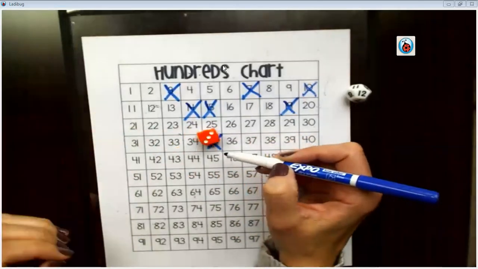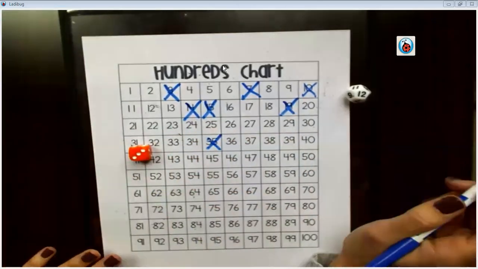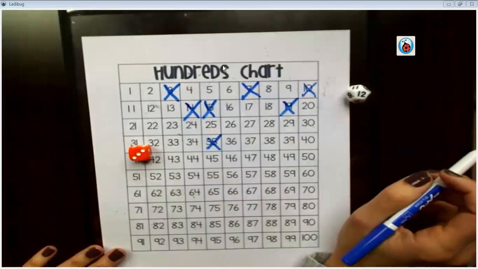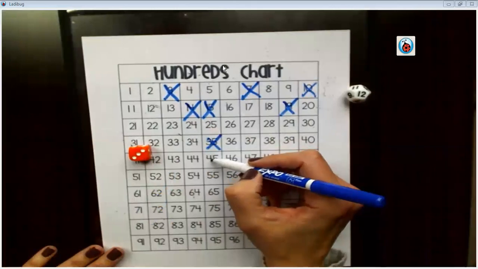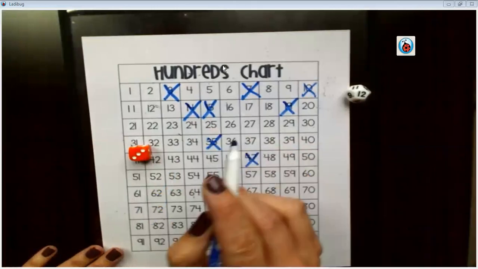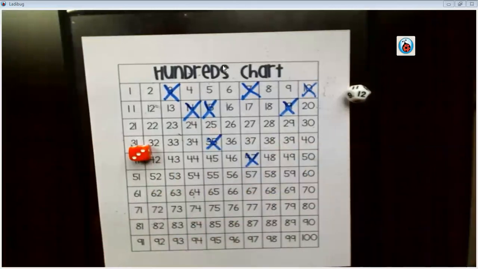So again, rolling your die, multiplying by our number we need to work on. Right now, let's say it's 4. 3 times 4 is 12. We're going to add 12. So we're going to add 10 and 2 more. That breaking apart, that expanding of the 12 to 10 and 2 is a strategy we need kiddos to understand and be able to apply.